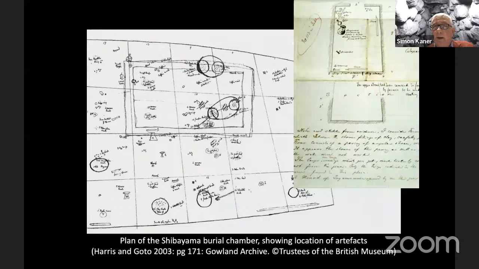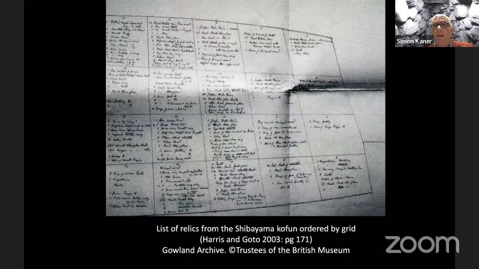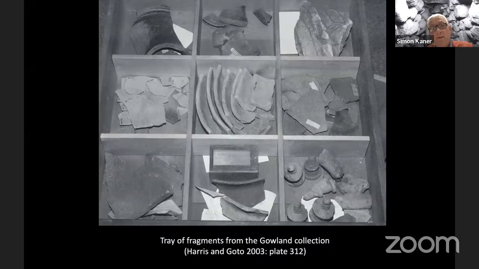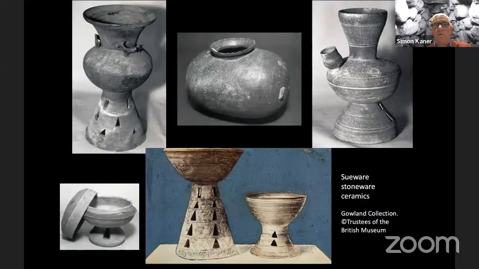And here at Shibayama, which was a site that he excavated in 1887, shortly before returning to the UK, he used his trademark gridded technique to record precisely where in the tomb the artifacts were coming from. He then records all of the materials in great detail according to that grid. And in the British Museum, we've been able to find some evidence of these objects being kept in accordance with that grid. These are some things that he was finding and buying as well.